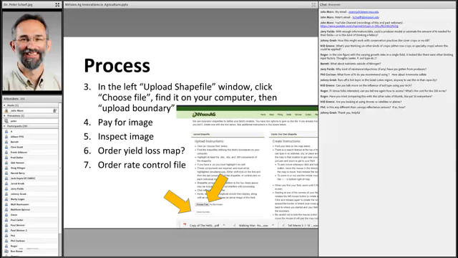It's $2 an acre for the rate control file. There are volume discounts, I remember you talked about that a little bit earlier. It's all on the pricing page on NVisionAg.com.